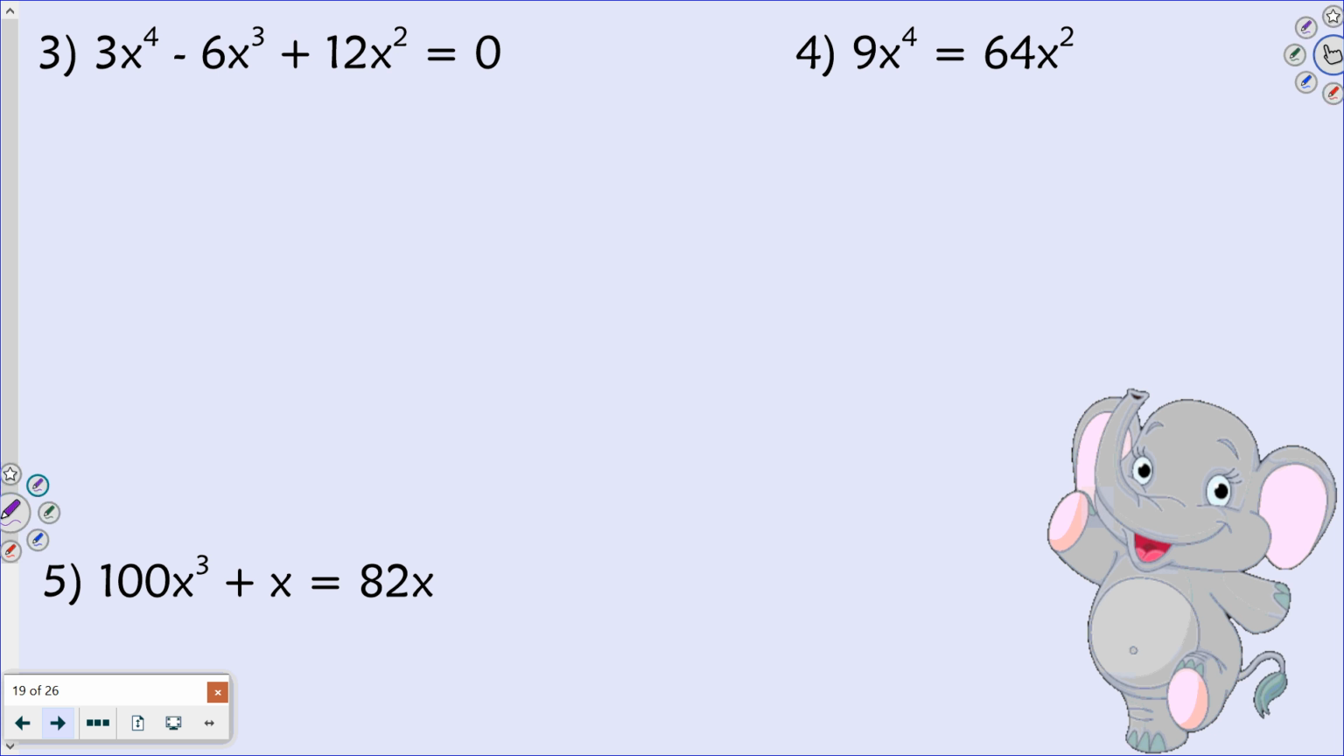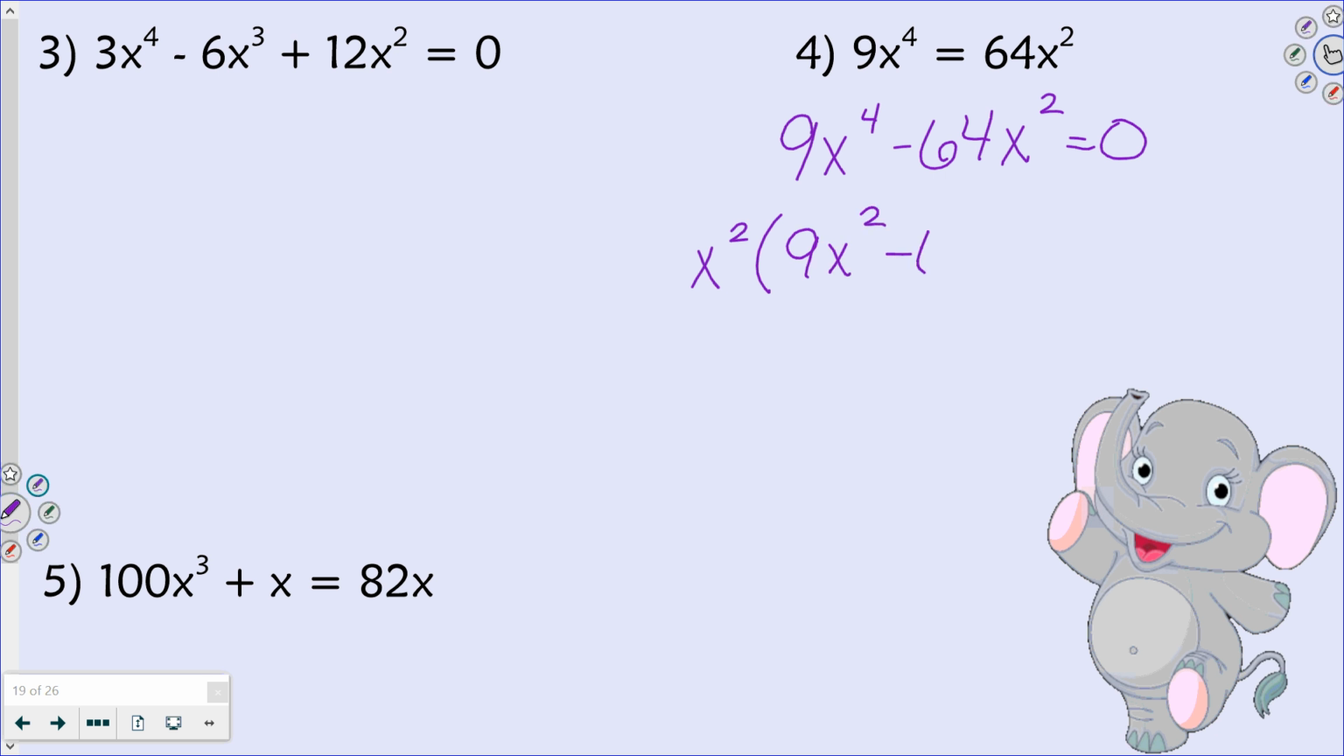All right, let's look at 4. We'll jump to 4. I'm going to bypass some of these. So number 4, what should we do first? Set equal to 0. Good. We're factoring, set them equal to 0. So 9x to the 4th minus 64x squared. Okay. GCF? Just x squared. So 9x squared minus 64 equals 0.